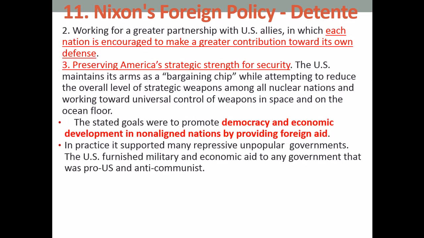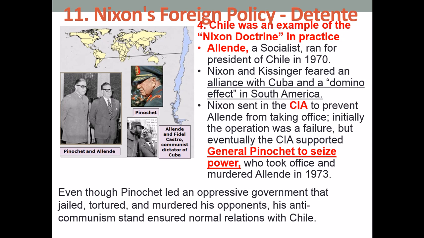So I know, there's 2, 3, and now 4. I'm going to give you an example. The example I'm going to use in Latin America is Chile. So Chile was a democratic country, and it had elected in 1970 a socialist-leaning president by the name of Allende. Allende, intelligence said, had close connections to communist Cuba.